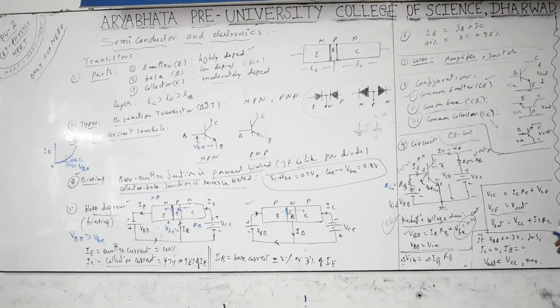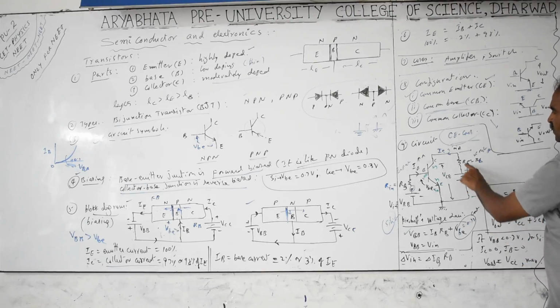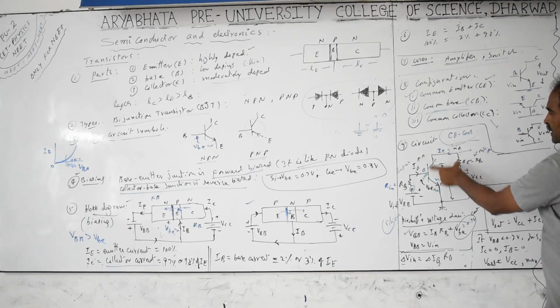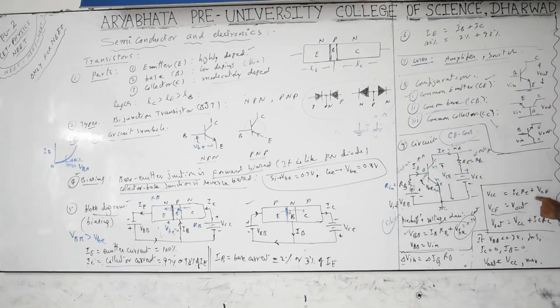Next, applying Kirchhoff's voltage law, the loop theorem, for the output part. VCC is equal to IC RC plus VCE. VCE itself is the output voltage. So if we move IC RC to the other side of the equation, VCE itself is V out. V out is equal to VCC minus IC RC. You will get a negative sign here.